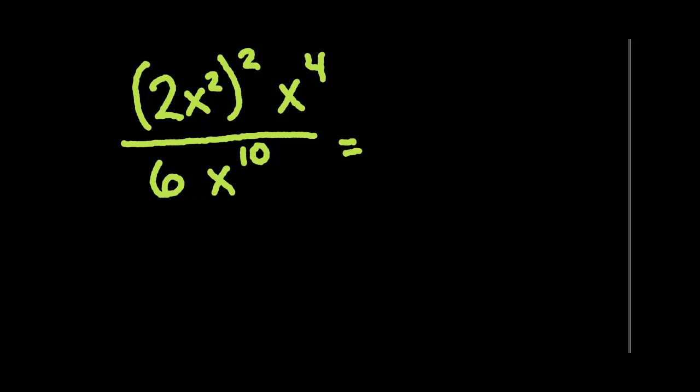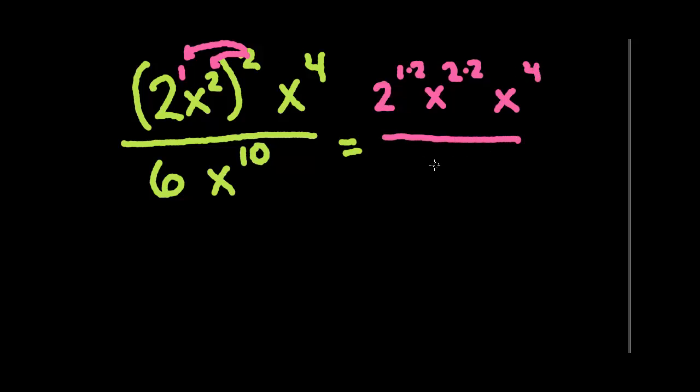So the first thing is to deal with what we did in our last lesson, which is we're going to put the little 1 on the 2, and we're going to distribute this 2 here to each of these. So we're going to have 2, it's a power to a power, so we multiply, x, 2 times 2, and x to the 4th, over 6x to the 10th.